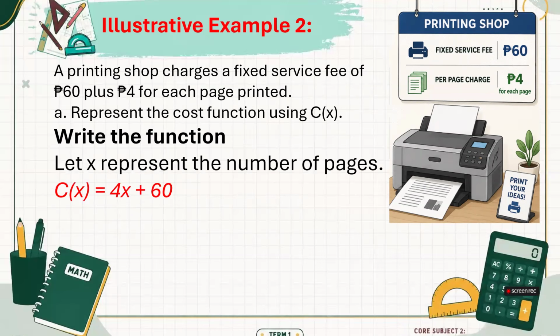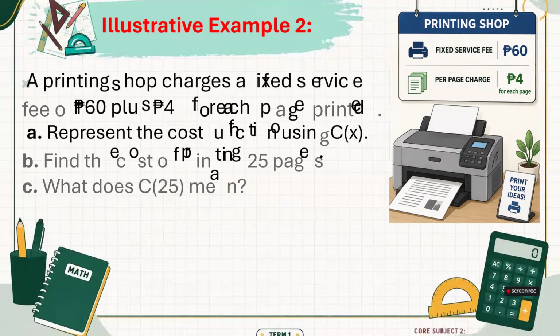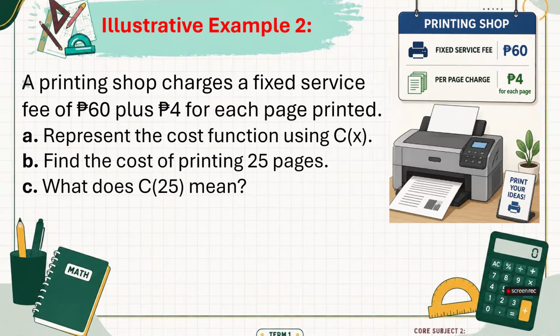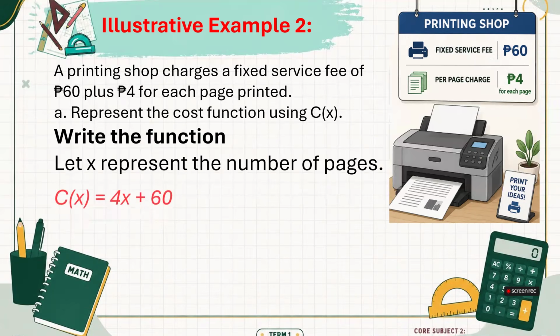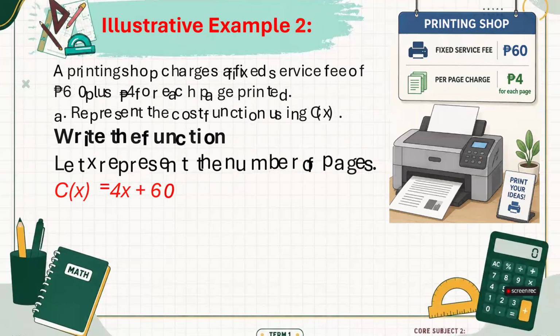Now, let us answer some of the questions here. We find the cost of printing 25 pages. Using the cost function, we will have C of 25 is equal to 4 times 25 plus 60. So that means how many? Very good, 100. So C of 25 is 100 plus 60. So printing 25 pages will cost you 160 pesos.